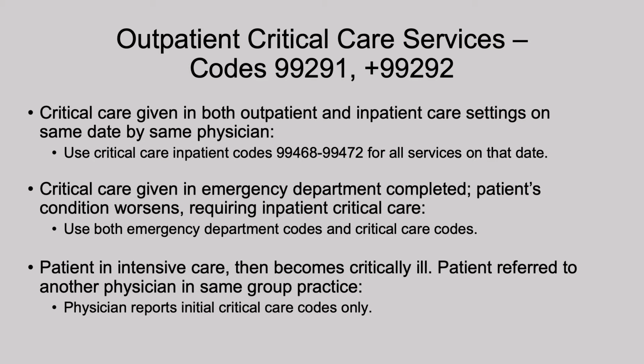report inpatient care. So what if critical care is given in an emergency department and it was completed, then the patient's condition worsens and then they're admitted to inpatient critical care. Use both emergency department codes and critical care codes. Now look, in the first one, they were all wrapped up together, outpatient, inpatient, reported one code. For emergency and inpatient, you report each separately. So this is why you need to really go through these guidelines.